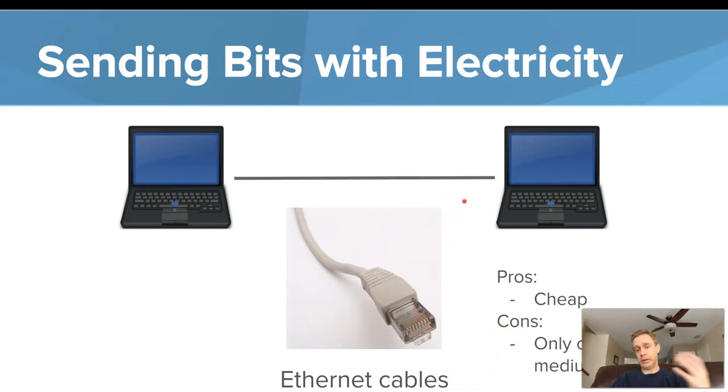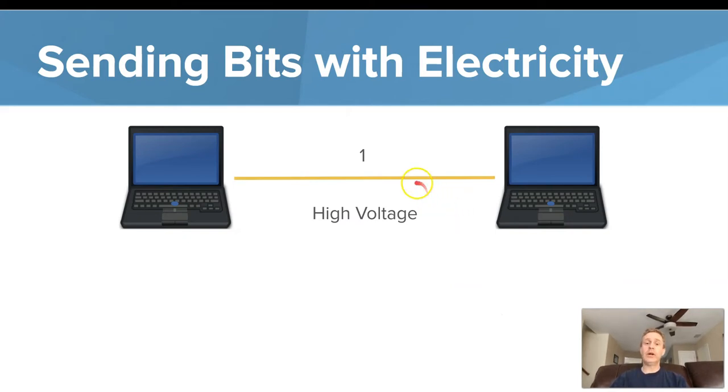So, how does electricity actually work to send zeros and ones? Well, when we want to send the bit of 1, we would send a high voltage across the cable. And when we want to send a 0 using electricity, we would send a low voltage across that cable. And that's how we send zeros and ones using electricity.